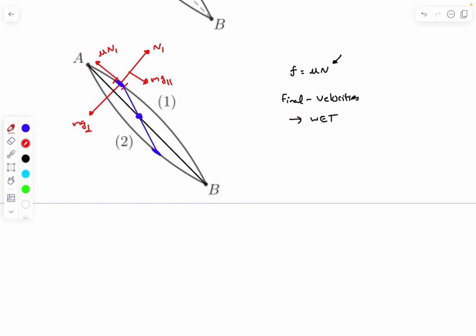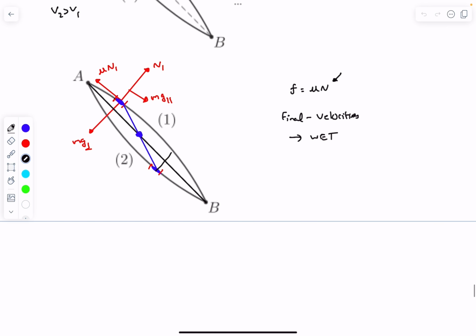So now let's draw the FBD at this particular point. Here the normal will be again in this direction. Actually, let's draw it over here. It's going to be N2, let's say. And the friction will be again tangential to the path. Its magnitude is going to be mu N2. And the components of gravity remain the same: mg parallel along the slope and mg perpendicular to the slope.